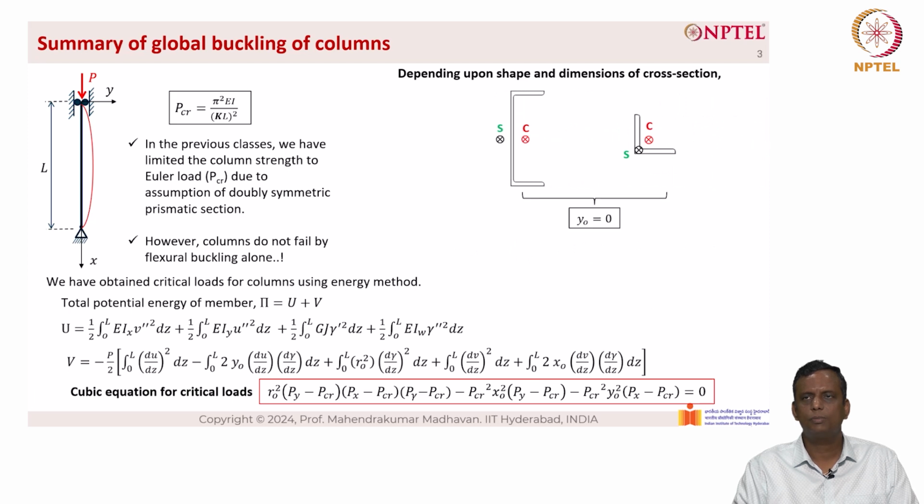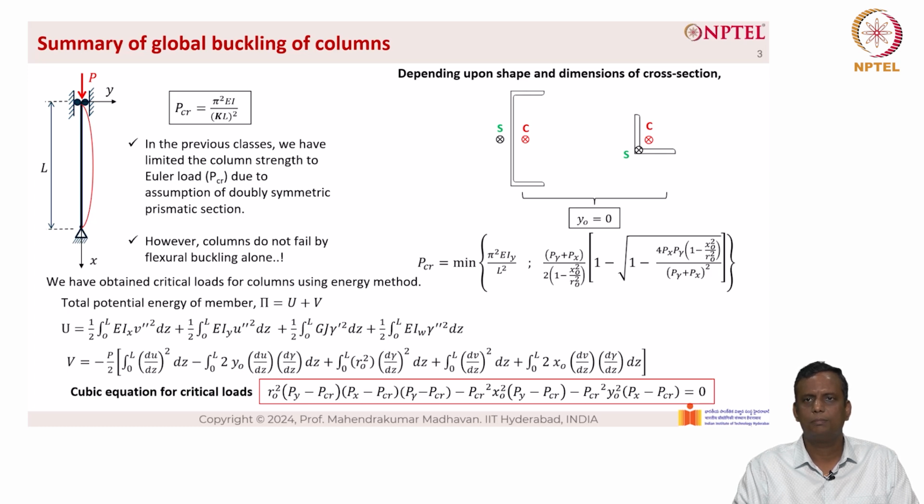Now, for monosymmetric cross sections or singly symmetric cross sections, here y naught equal to 0 for channel sections as well as in angle sections. So, P critical is given as the minimum of pi square EIy by L square or Px plus P gamma divided by 2 into 1 minus x naught square by R naught square into 1 minus root of 1 minus 4 Px into P gamma into 1 minus x naught square by R naught square divided by Px plus P gamma the whole square. Now, the first term here again belongs to flexural buckling, the second term corresponds to flexural torsional buckling.